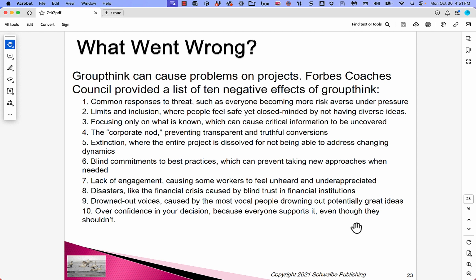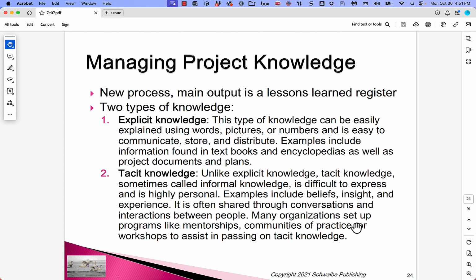Groupthink can be suboptimal. That's the takeaway. Okay, so let's talk about how to manage the knowledge on a project.